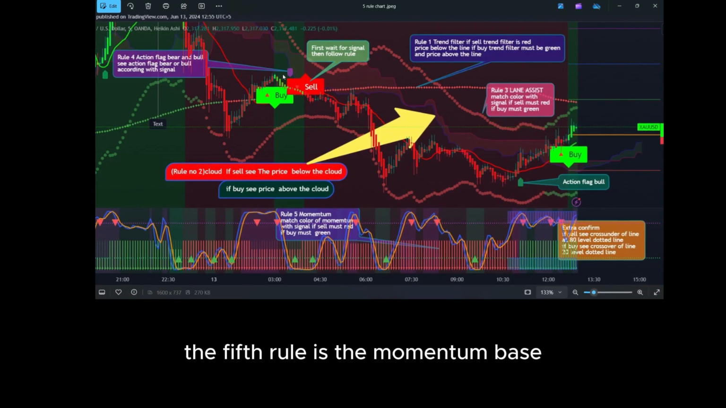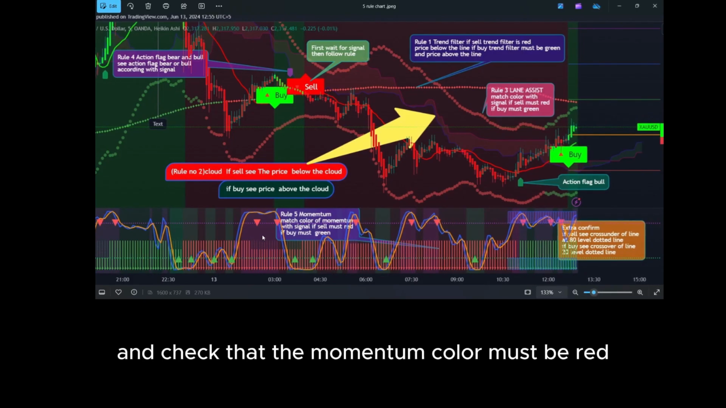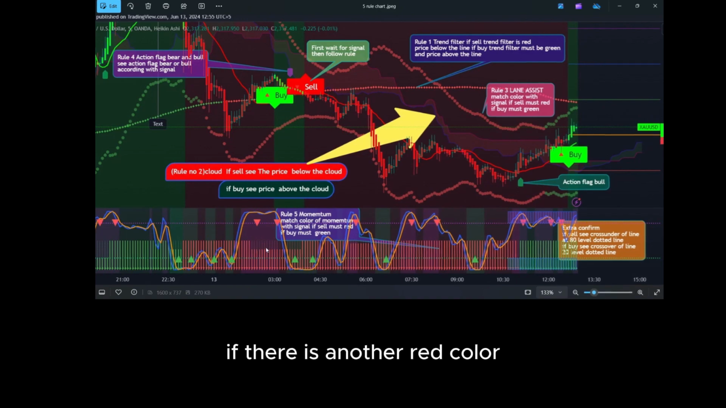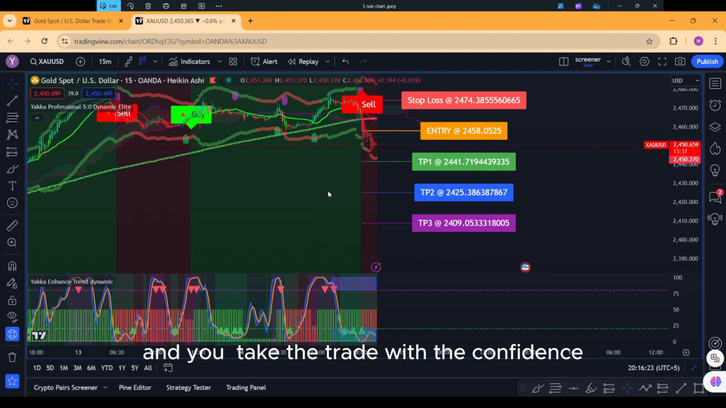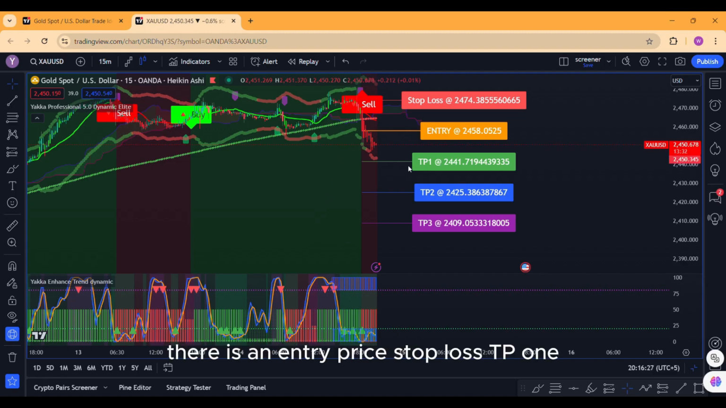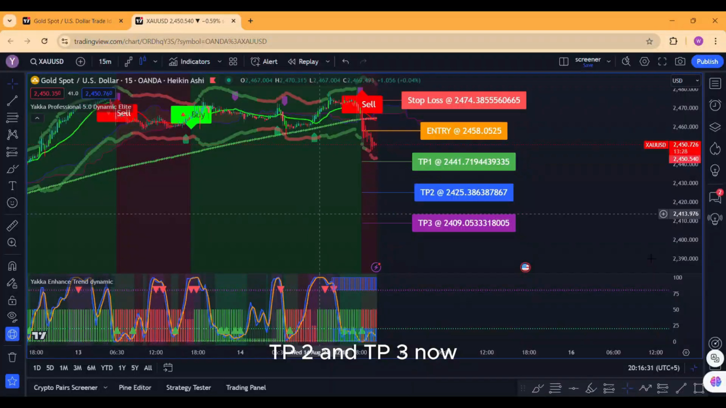The 5th rule is momentum based. You add the indicator Yarka Trend Enhance in your chart and check that the momentum color must be red. If there is a red color, then you have spotted the 5 rules. If 5 rules are fulfilled, then you take a trade with confidence. There is an entry price, stop loss, TP1, TP2, and TP3.